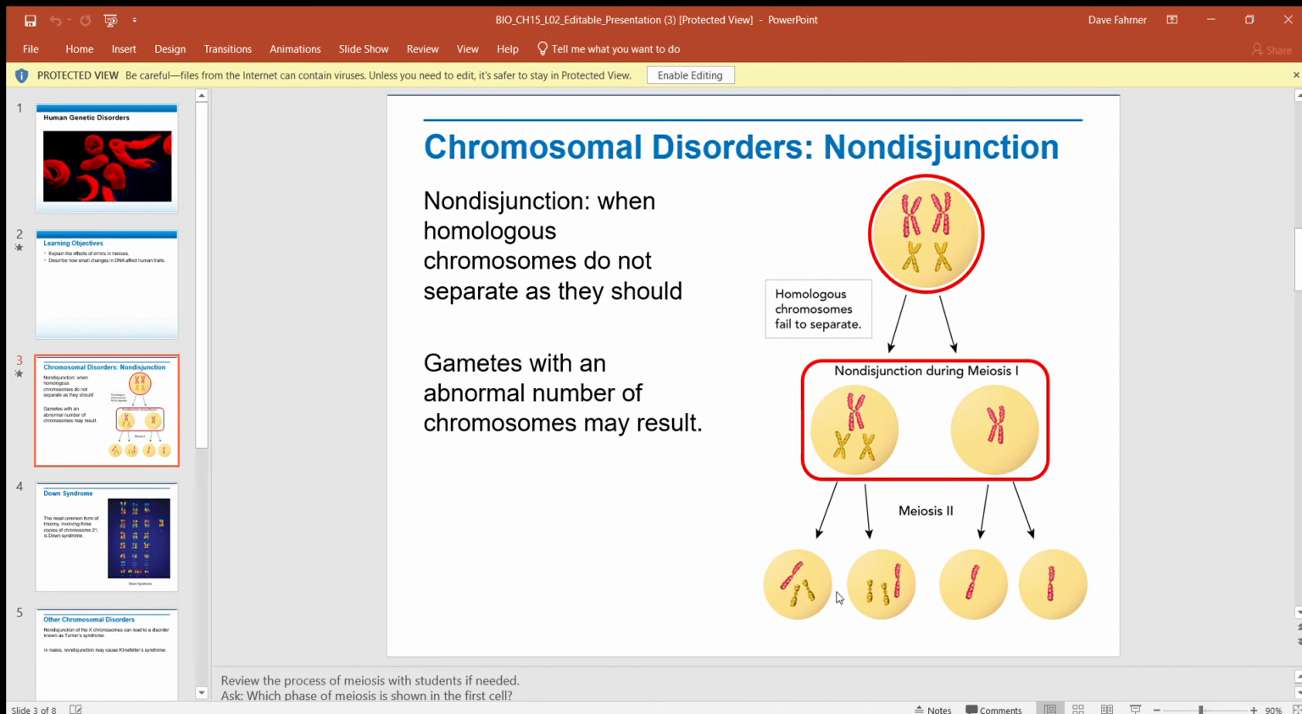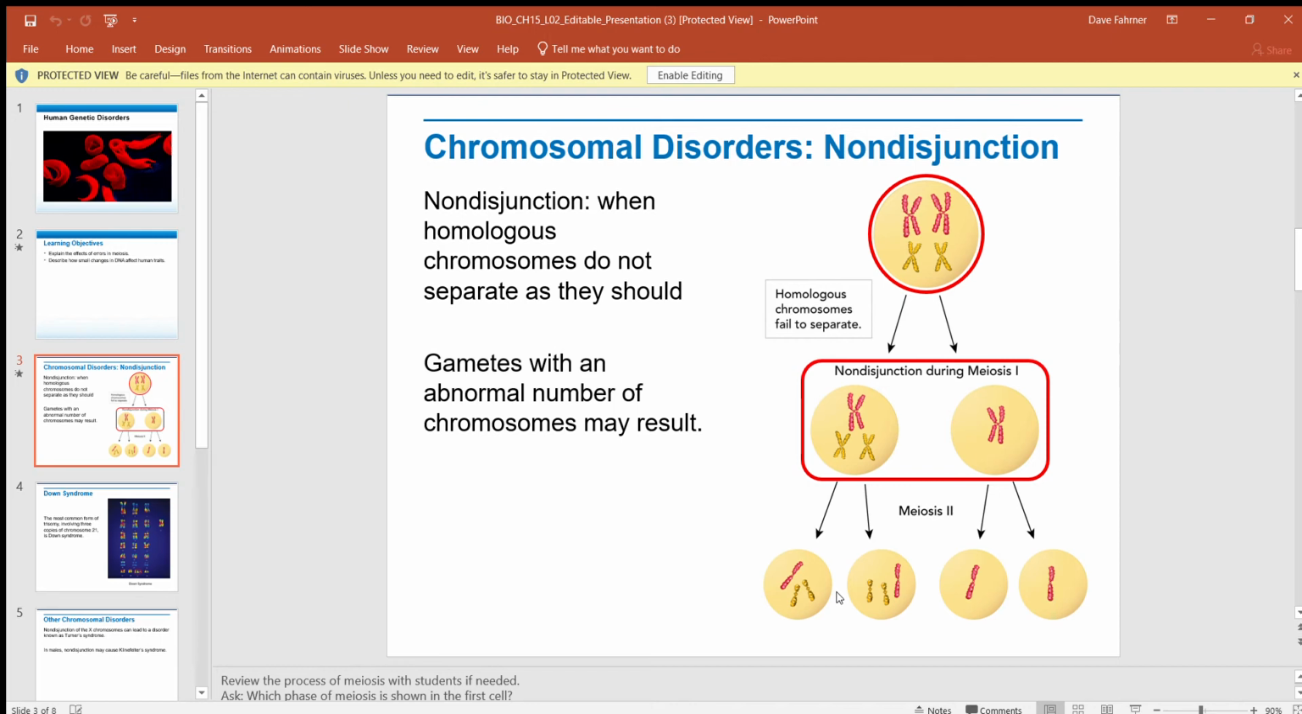We can have extra sex chromosomes or missing sex chromosomes due to non-disjunction, as well as the autosomal chromosomes, the other 22 pairs. We can have missing chromosomes there, or we can have extra chromosomes there due to non-disjunction occurring in meiosis 1.